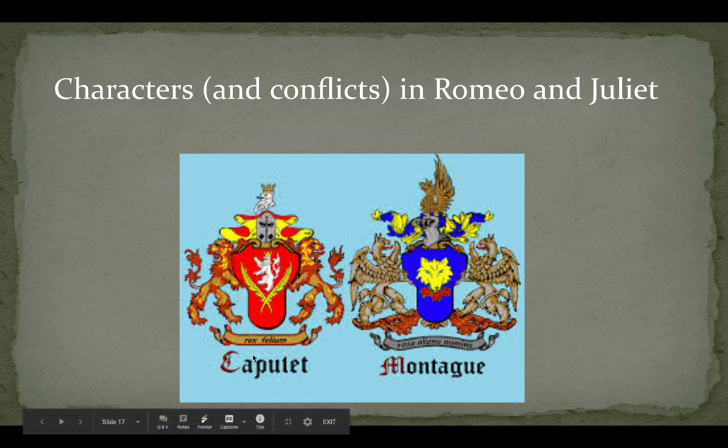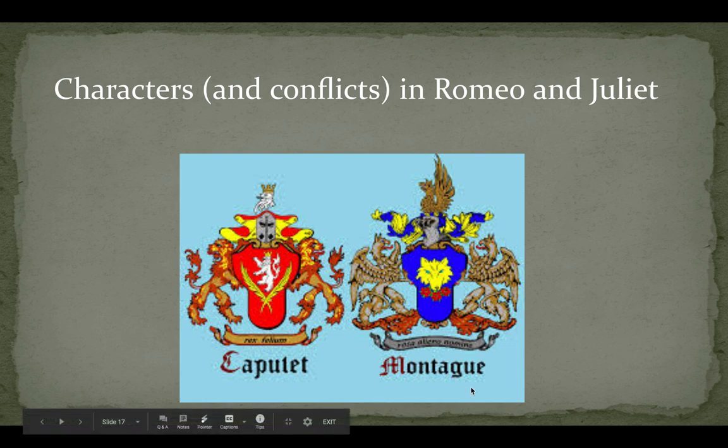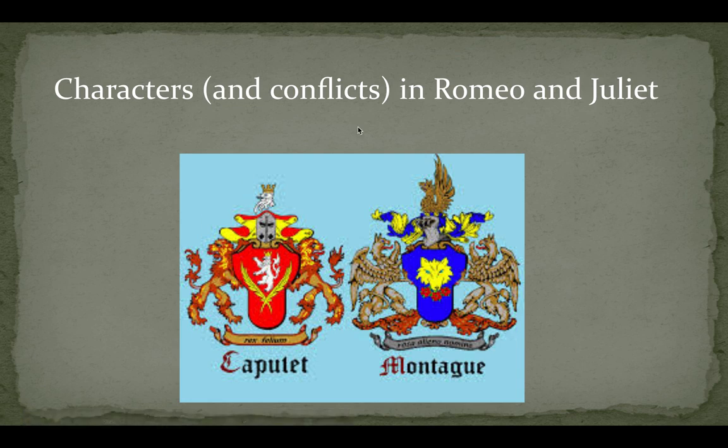To remember which family is which, I think of Juliet Capulet. So there's a little rhyme going on there. And if you can remember Juliet Capulet, you'll remember that Romeo is a Montague. So we have Juliet Capulet and Romeo Montague. And of course, Romeo is a member of this family, Juliet's a member of this family, and these two families do not get along. All right, let's take a look at some of these characters.